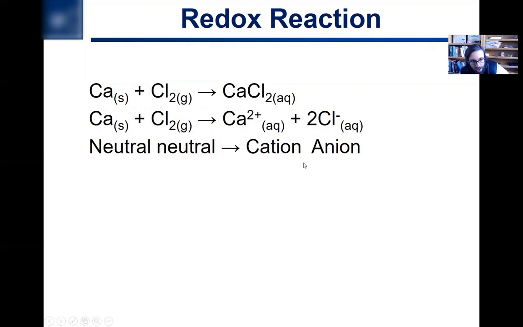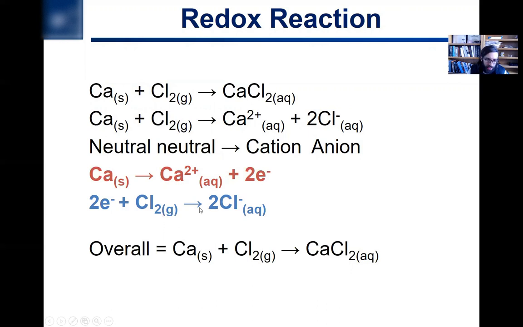So you can see that you have two neutral things and then you made a cation and an anion. And so there had to be some electron transfer if you went from neutral stuff to charged stuff. In particular, what happened is calcium was oxidized. You lost 2 electrons from it to make the calcium ion, and the chlorine was reduced to go from neutral chlorine elemental to chloride.